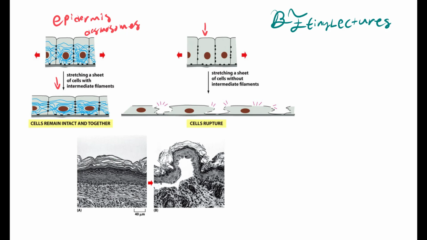So here, within this nice photo, we have the intermediate filaments. And notice that we are intact. However, if I don't have the intermediate filaments and I apply pressure, then the cells will become ruptured and they will be destroyed and unusable. So therefore, intermediate filaments are always used for structural support and also cell strength.